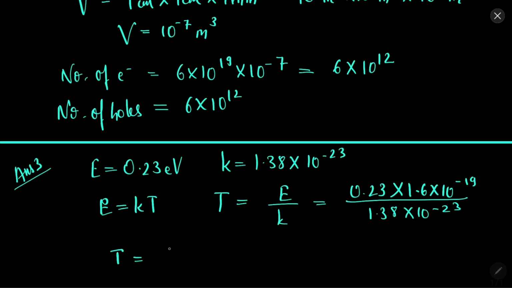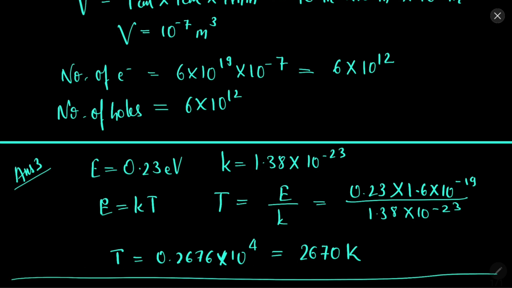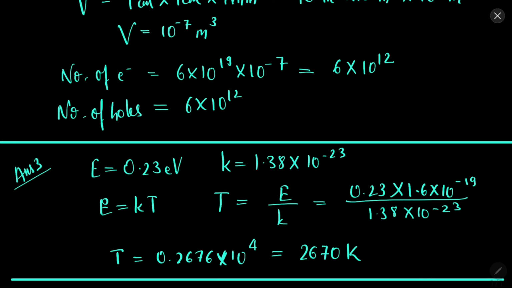So temperature will be 0.2676 into 10 to the power 4, or 2670 Kelvin. So this much temperature must be there.